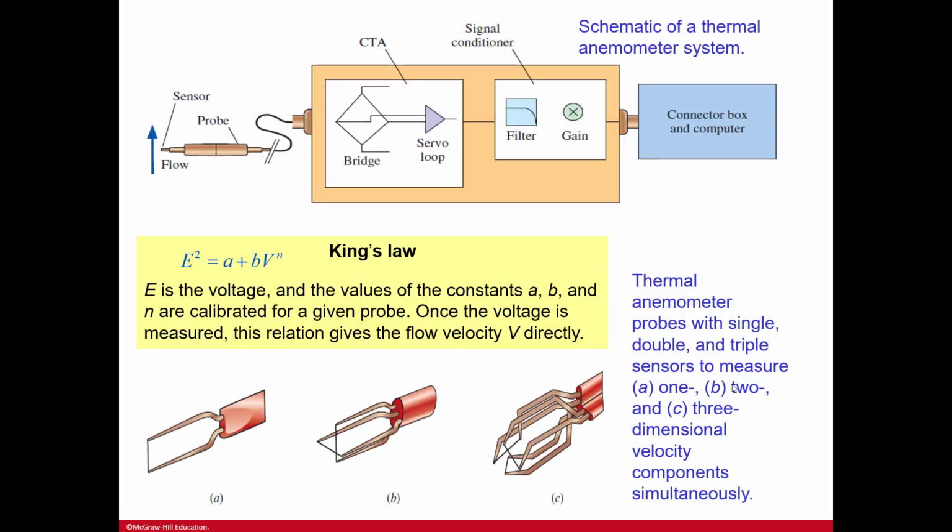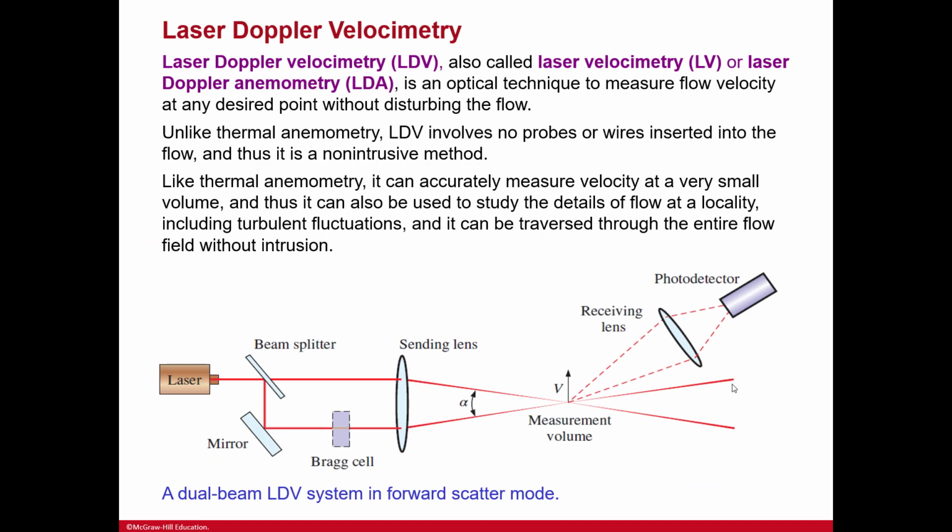And here we have King's law. So first we have a schematic of the thermal anemometer system. And then below we have King's law, where E is the voltage, and the values for the constants A, B, and n are calibrated for a given probe. Once the voltage is measured, this relation gives the flow velocity.